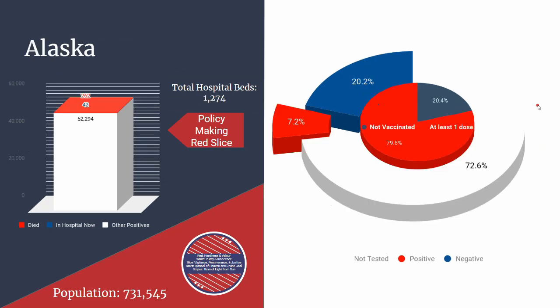Here's a look at Alaska. They vaccinated 79% of their population. That's really high compared to everybody else. Of the population, they had 20% negative tests and 7.2% positive tests. They had 262 people die, and right now there's 42 people in the hospital with over 1,200 hospital beds available.